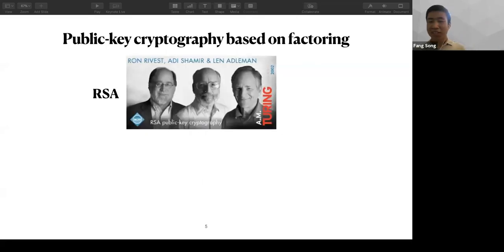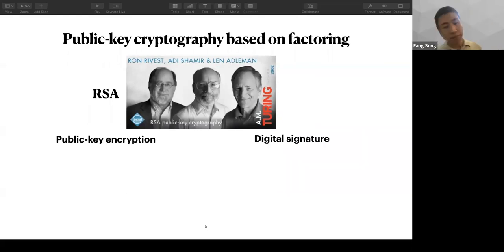Well, I suppose that's enough math. So let's get to cybersecurity. Many of the public key crypto systems deployed to secure our digital life are actually built on factoring. This is the famous RSA cipher suite, named after the three inventors, Ron Rivest, Adi Shamir, and Leonard Adleman. They were awarded the Turing Award in 2002 for this remarkable achievement.